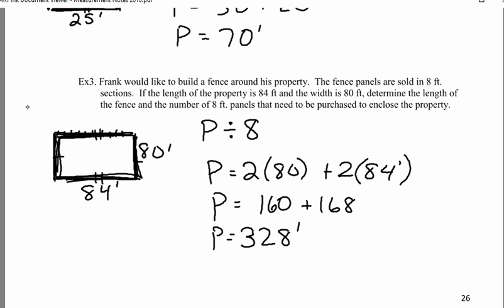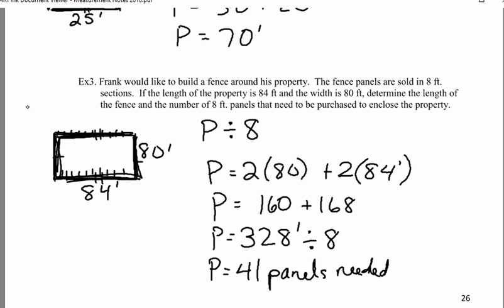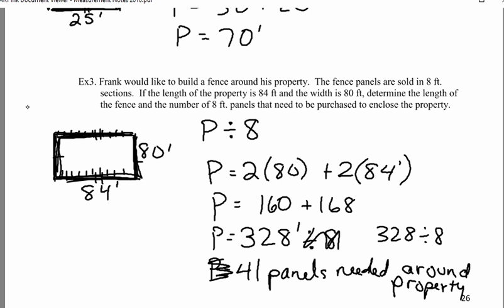But we want these 8-foot panels, so all of that 328 feet needs to be split into 8-foot chunks. So we're going to divide it into 8-foot chunks, and that's going to tell us that 41 panels are needed to go around the, that's not perimeter, sorry, perimeter is 328. I should have written this separately. It's not perimeter. 328 divided by 8. That tells us 41 panels are needed around the property. So those are fairly straightforward.